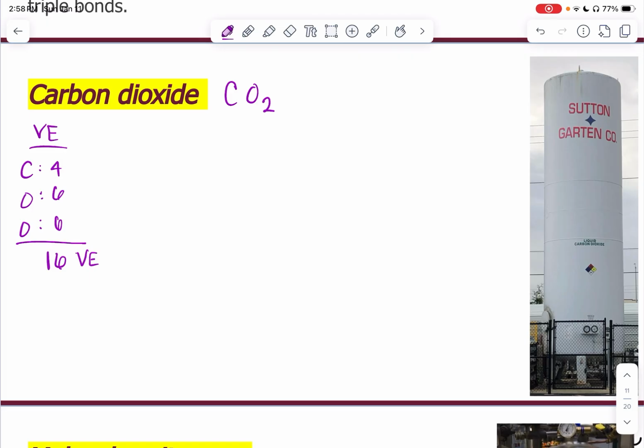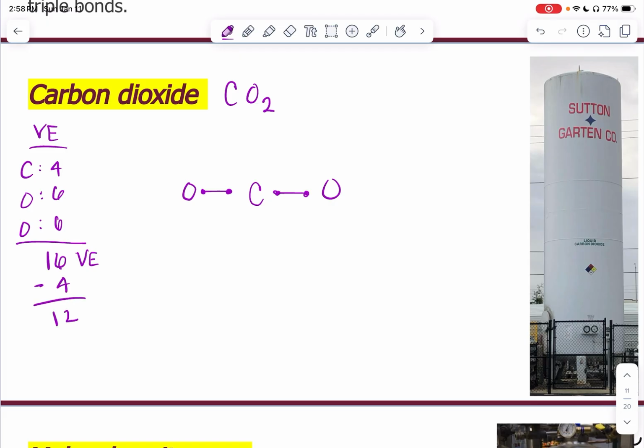So same step as before. Next we're going to figure out who goes in the middle. I told you that's who we either have 1 of or the least electronegative one, so that's carbon. We're going to put our oxygens left and right and connect them with our single bonds. Remember, we're using up those 16 electrons. So we used 1, 2, 3, 4. I'm going to keep track over here. So I'm down to 12.